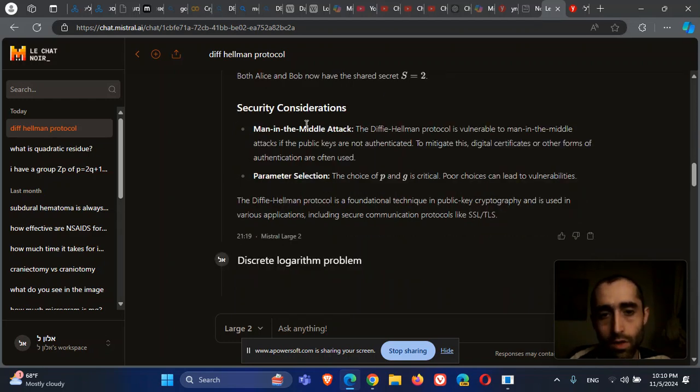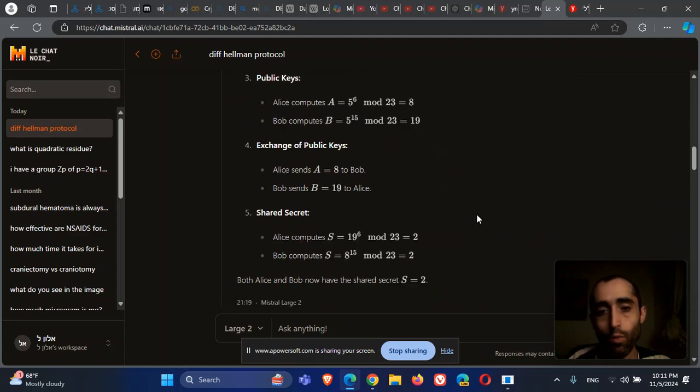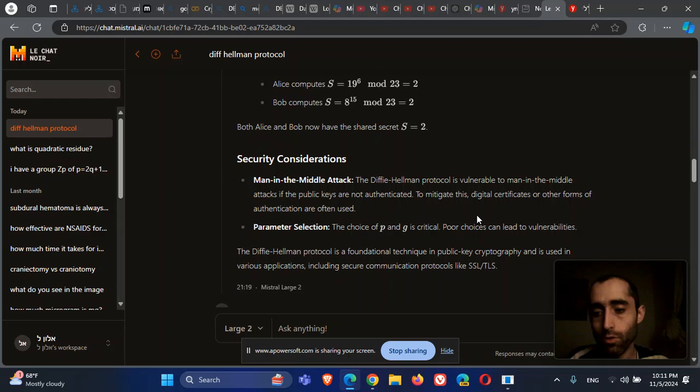Okay, and now they tell you that the man in the middle attack or parameter selection, poor choices, lead to vulnerability, because if you are taking something that is very easy, someone can work through the discrete logarithm problem, and even though it's hard to tackle, someone may be able to tackle it if the P and G are not very good.